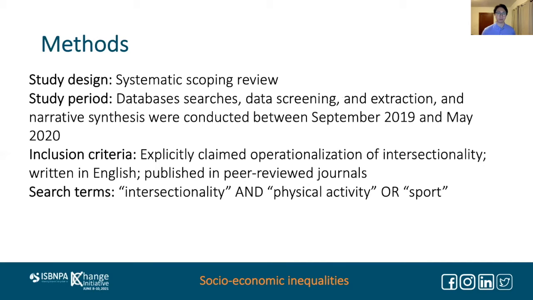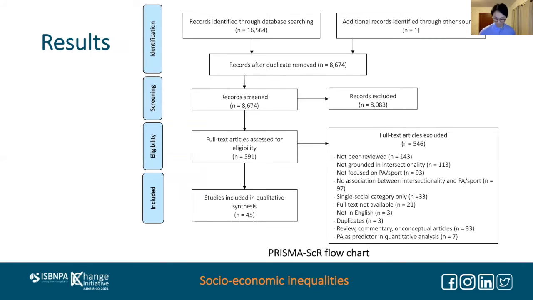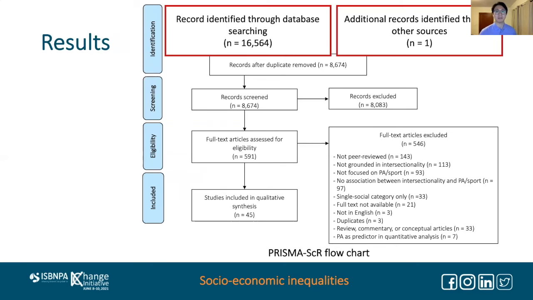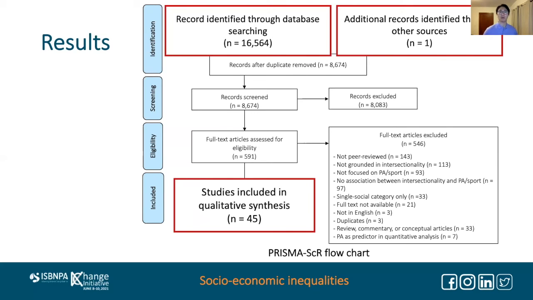This review included articles that explicitly claimed operationalization of intersectionality, were written in English, and were published in peer-reviewed journals. We used intersectionality, physical activity, and sport as keywords to identify relevant articles. 16,564 articles were identified from 7 databases, and 1 article was identified by manual search. After removing duplicates and irrelevant articles, 45 articles were included in this review.